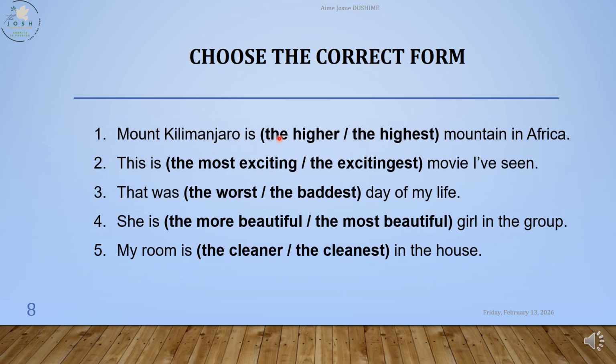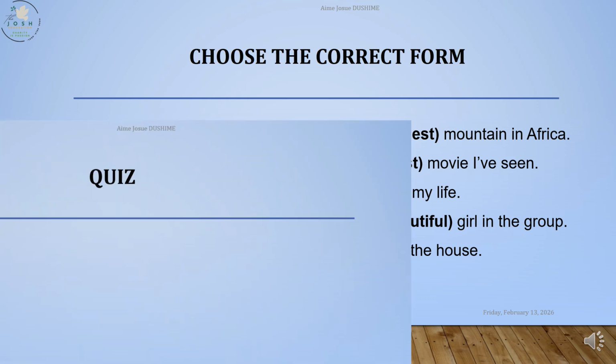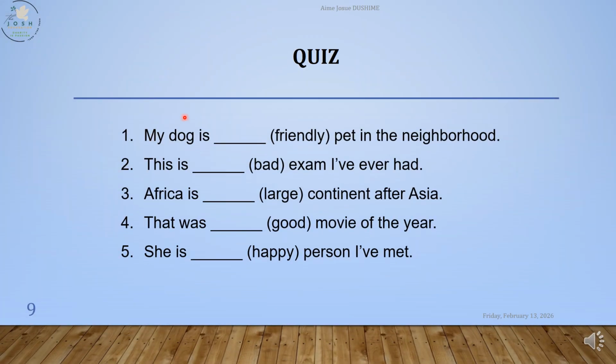Mount Kilimanjaro is dash dash mountain in Africa. This is dash dash movie I've seen. That was dash dash day of my life. She is dash dash English in the group. My room is dash dash in the house. And this quiz you're going to fill in with the appropriate superlative adjective. My dog is dash dash pet in the neighborhood. This is dash dash exam I've ever had. Africa is dash dash continent after Asia. That was dash dash movie of the year. She is dash dash person I've met.